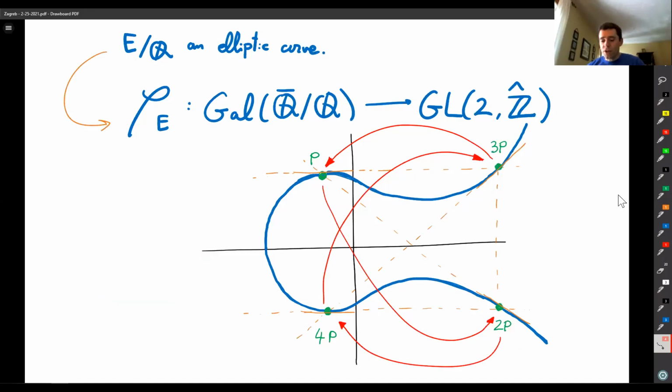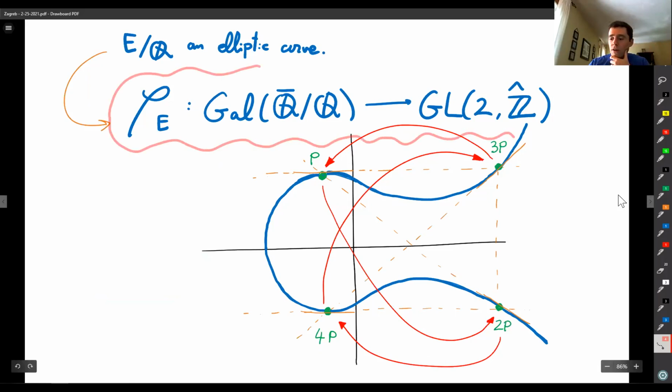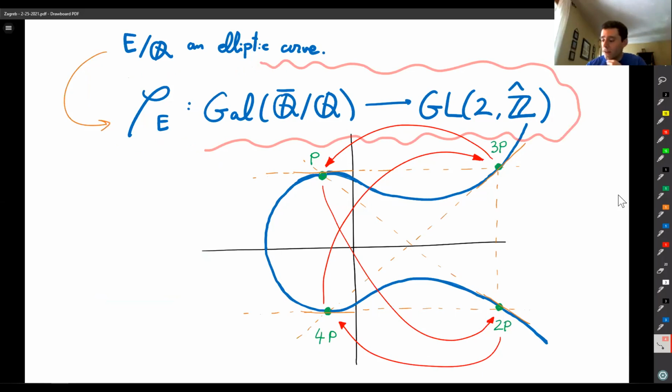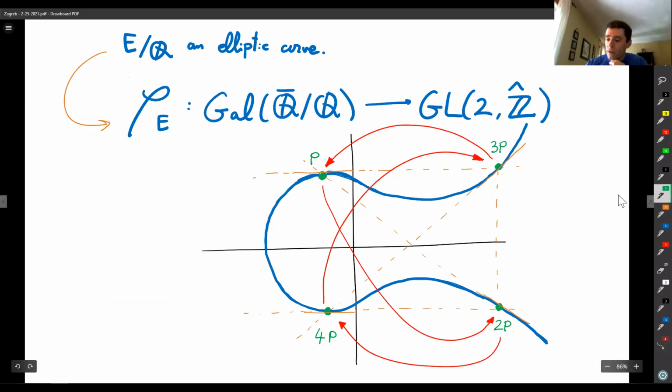So let me start with another picture. We are going to start with an elliptic curve, and we are going to attach this object, a representation of the absolute Galois group of Q that maps to GL2 of Z hat. This is the profinite completion of the integers.